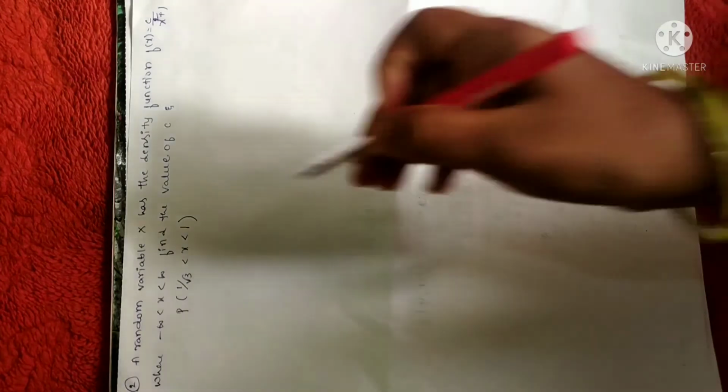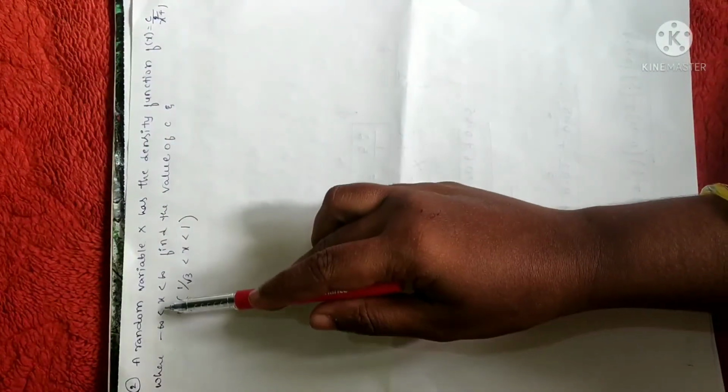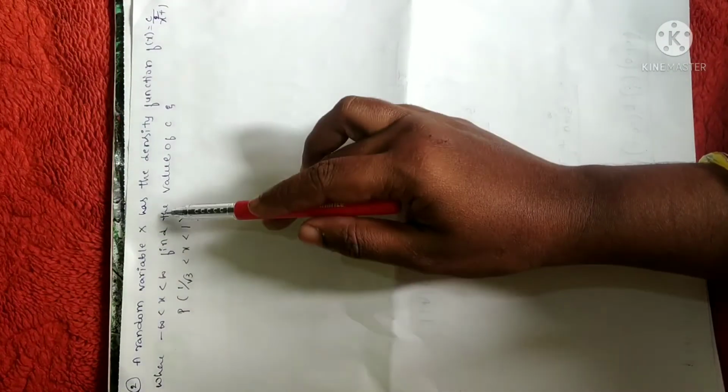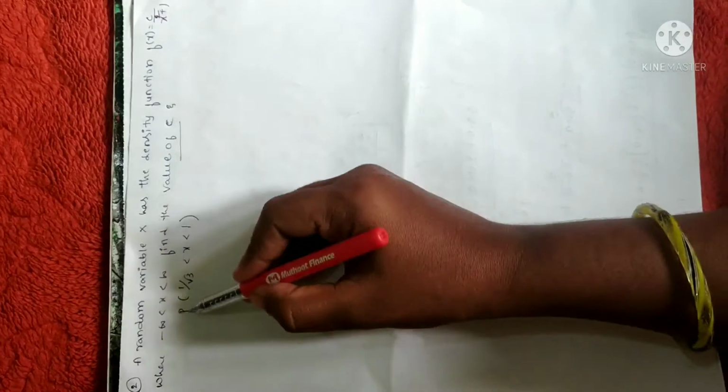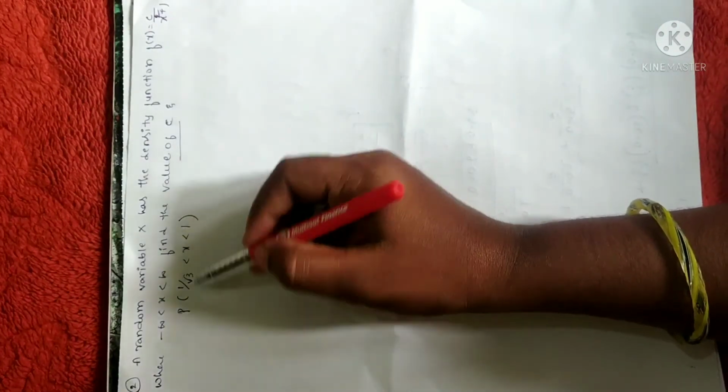So here is the second problem. A random variable x has density function f of x equal to c divided by x square plus 1, where x ranges from minus infinity to plus infinity. Find the value of c. Same problem: we have to find the value of c and the probability that x is in between 1 by root 3 and 1.